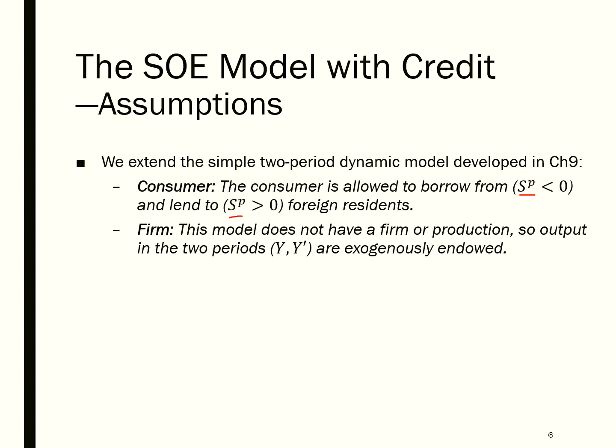Second, the firms are assumed away to simplify the analysis. In the more complete model, there will be some firms producing the output, but in this model, we will keep it simple, so there is no production. The output in this period and in the future periods are denoted by Y and Y prime. They are exogenously given.